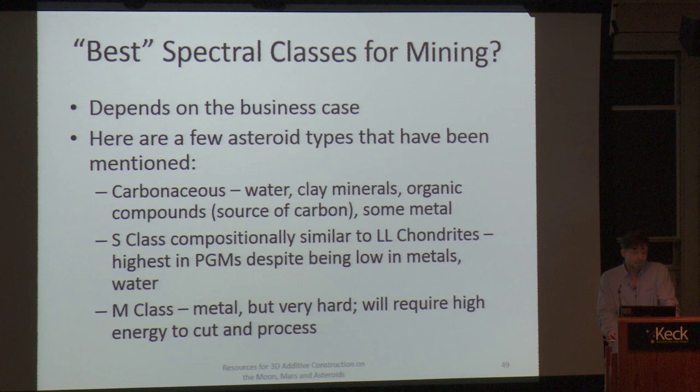There are also S-class asteroids. The ones that are compositionally similar to LL chondrites seem interesting. LL means low iron and low metal. Low iron meaning including the iron oxides, and then low metal meaning the non-oxides. Although it's low metal, nevertheless, the LL chondrites appear to be the highest in platinum group metals. So people have been interested in them for mining. And then the M class, where you can get metal directly. Unfortunately, with the metal asteroids, the metal is extremely hard, and it's going to require very high energy to cut and process.